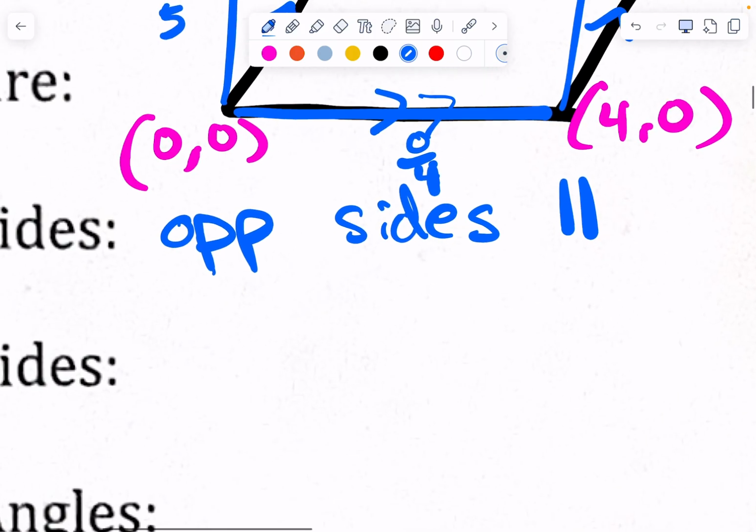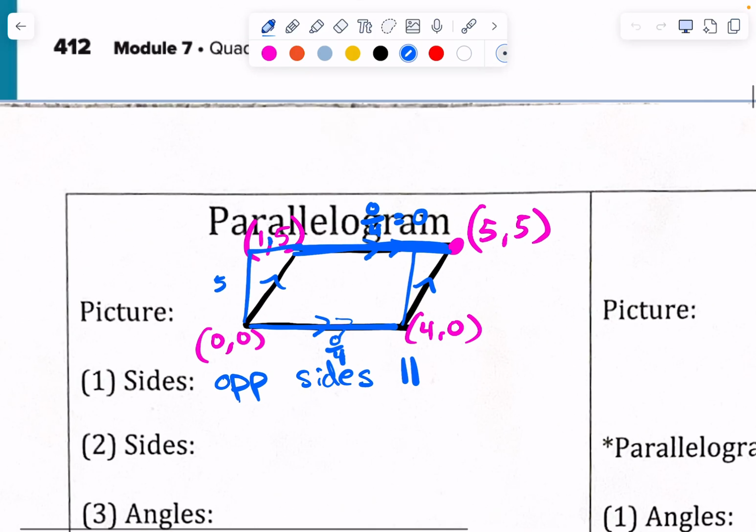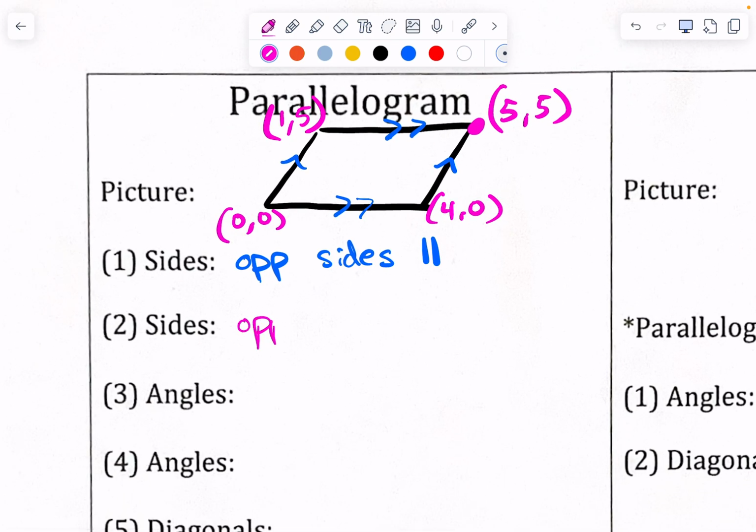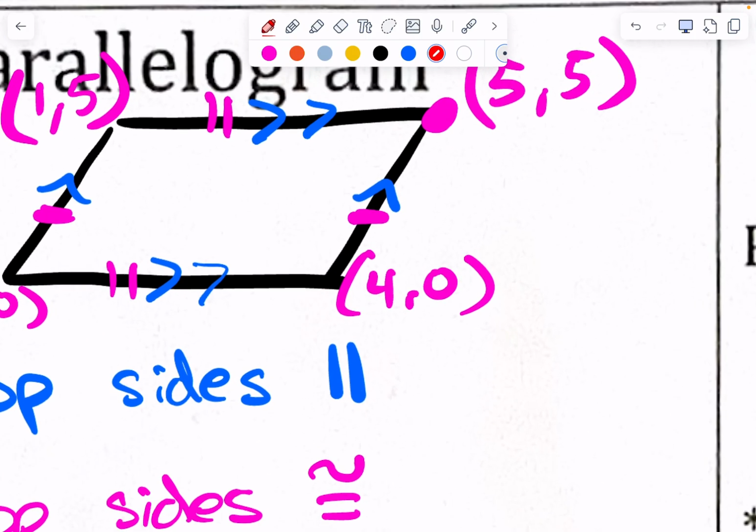Okay? Opposite sides congruent. Okay, the next one. That was using slope. We proved that. Okay, so I'm going to go to the next one. Let's say we want the opposite sides congruent. How do I talk about congruence? Okay, this guy and this guy have to be the same length, and this guy and this guy have to be the same length. Okay, how do I talk about length? What formula does that use? The distance formula. So I want to find the distance formula.